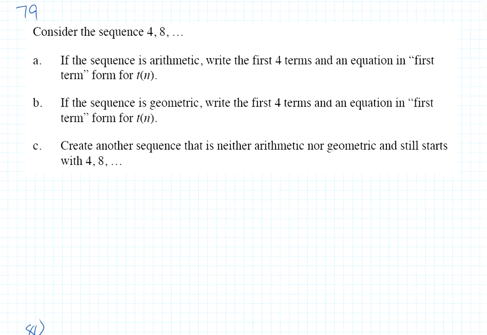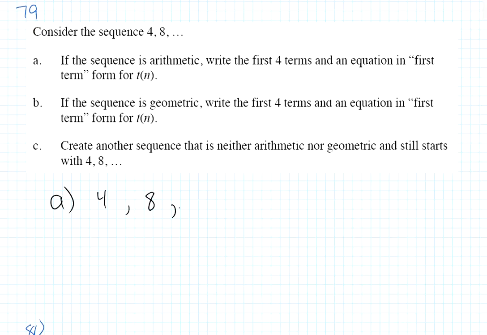Question 79. Consider the sequence 4, 8. If this sequence is arithmetic, write the first four terms and an equation in, quote, first term form for t of n. Well, if this is indeed arithmetic, my first four terms, and I guess this is part A, would be a 4, and then I would go to 8.